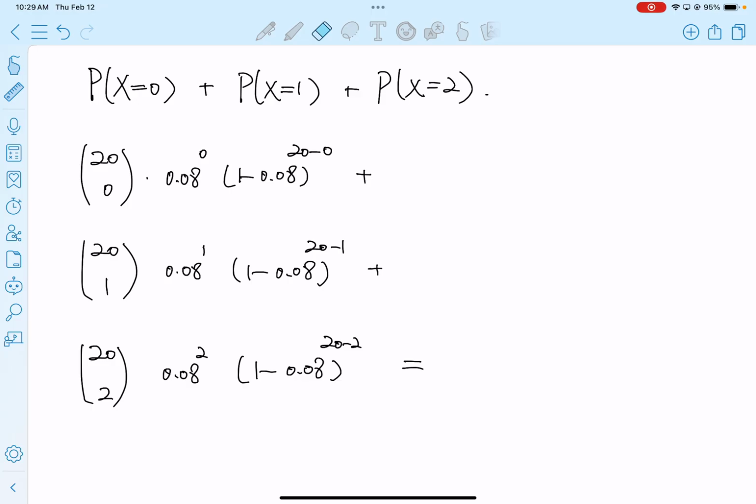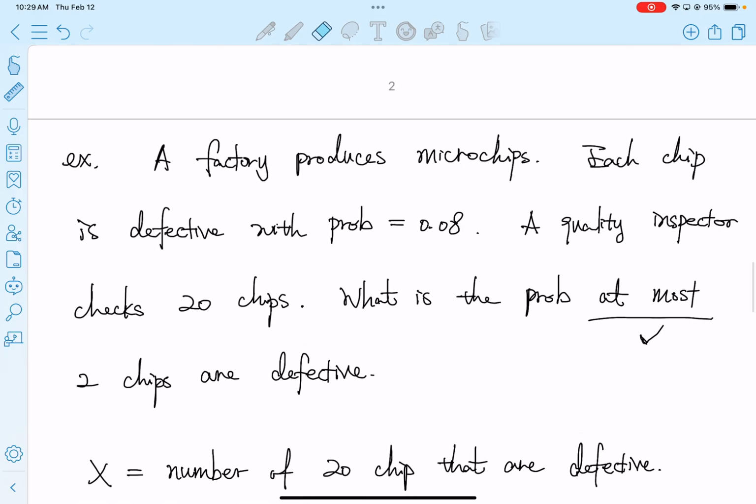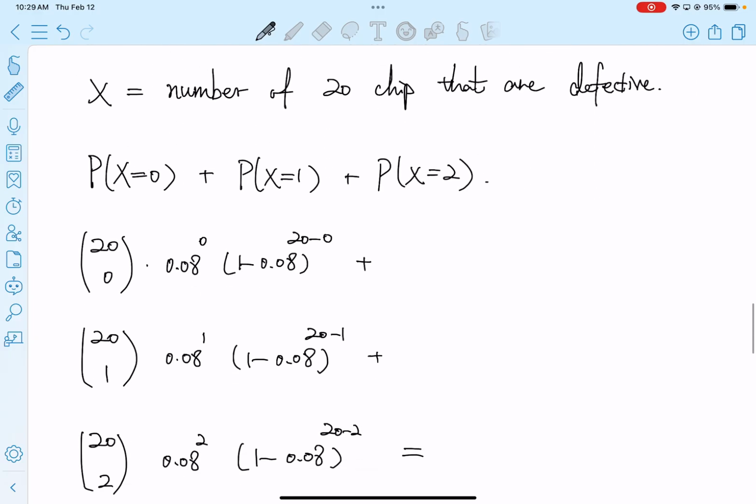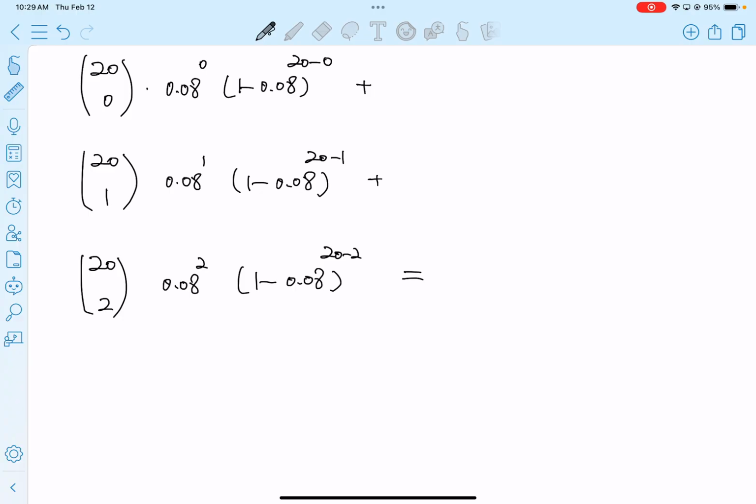When you sum them together, you can answer the question: what is the probability that at most 2 of them are defective out of your 20 chips? If you plug it into the calculator, I think you will get about 0.1887 plus 0.3281 plus 0.2718, and this is equal to a probability of 0.7886.